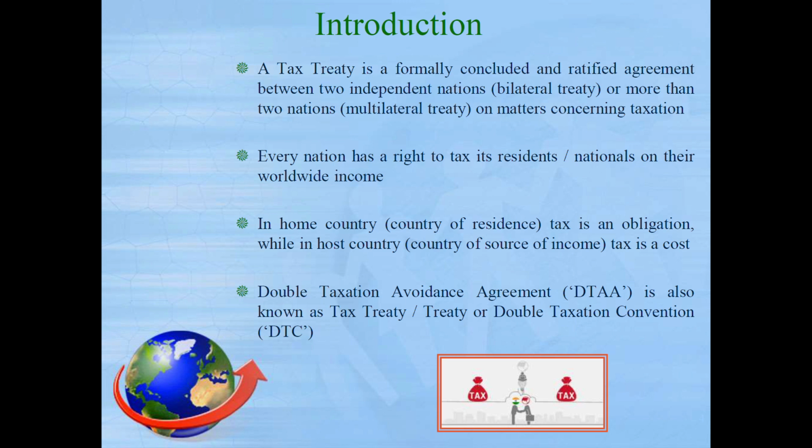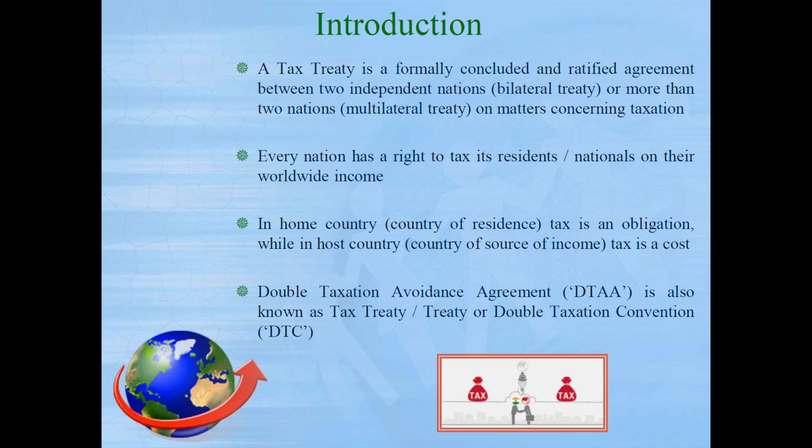This was raising global concerns because it was discouraging mutual trade and discouraging multinational corporations from going into other countries and setting up business. So it was hindering overall economic growth. For this, the tax treaty, also known as the double taxation avoidance agreement or double taxation convention, was introduced, which is nothing but a written agreement between two countries.